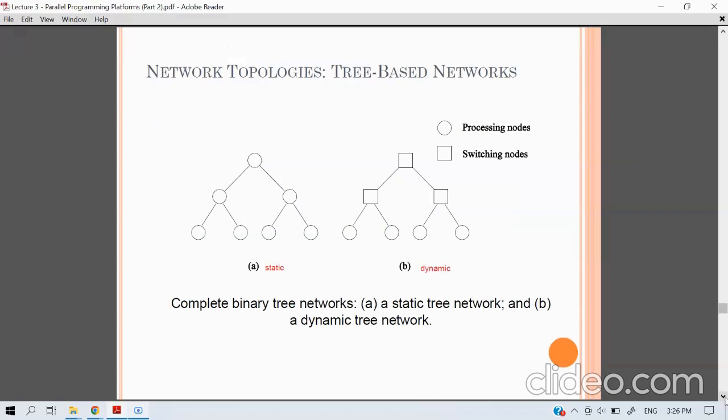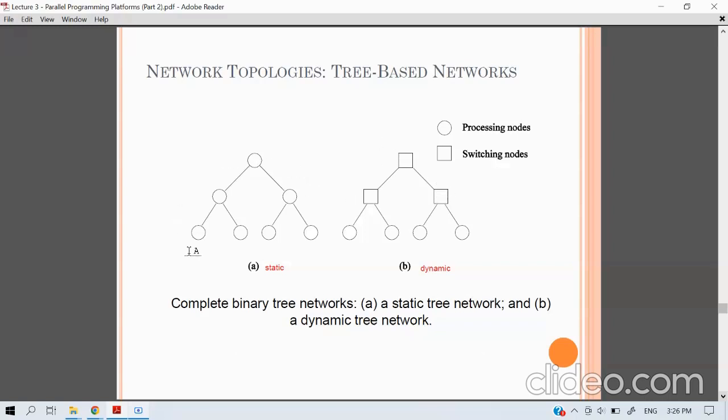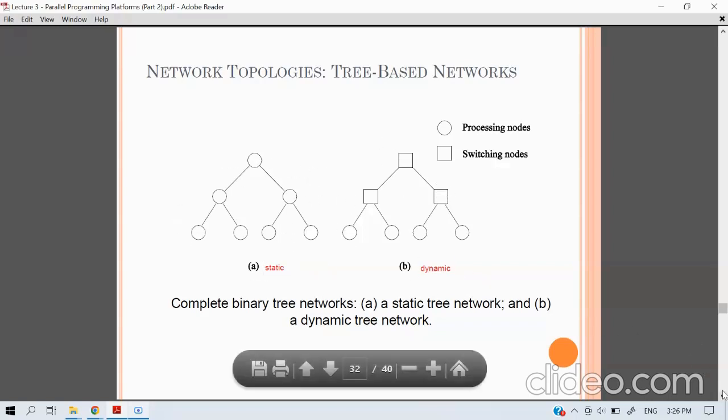Okay, the next topology is called tree-based network. There are two types of tree-based network, static and also dynamic. Static is without using a switch, and dynamic is using a switch. Okay, this is the switch. This is without switch.